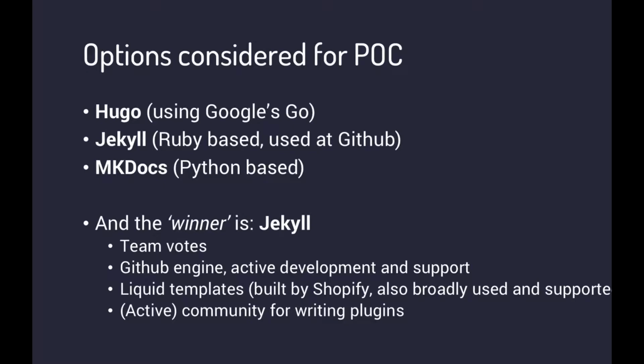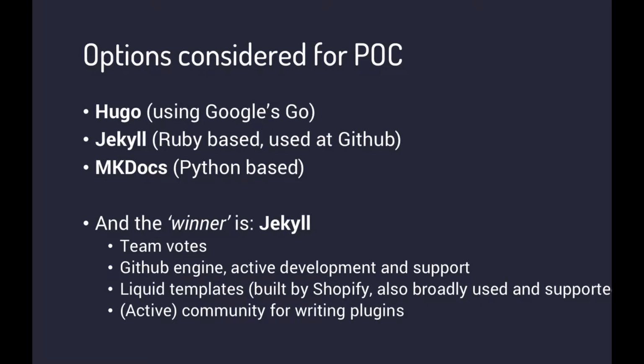What I considered is Hugo, that's based on Go, Jekyll and MkDocs. And I went with Jekyll because we had a vote in the team on Slack. I really don't know what the result was of the vote, but it was just one vote for Hugo. One vote for Hugo, yeah. I don't know who did that.